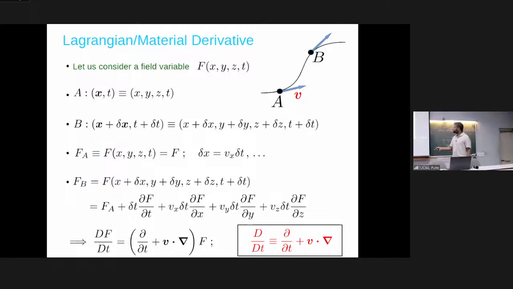And I declare that my fb is simply fa plus the derivatives of f at a, everything evaluated at a. So now it's very simple. You take fb minus fa, divide by a small delta t, and take the limit of delta t going to 0. Formally, that is how you define your derivatives.